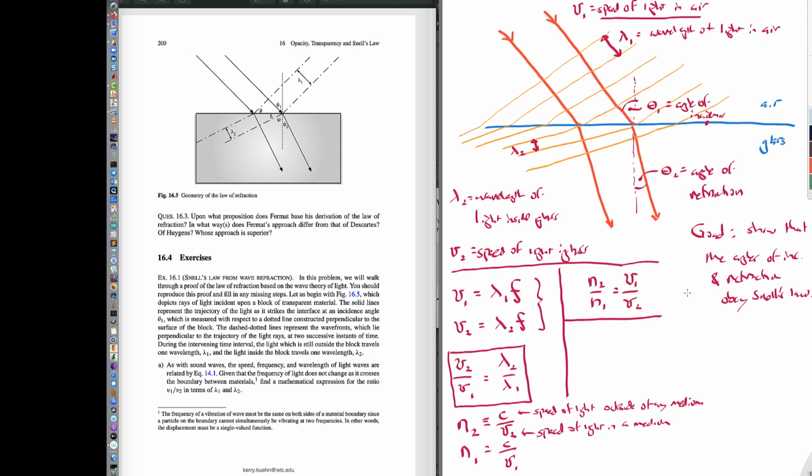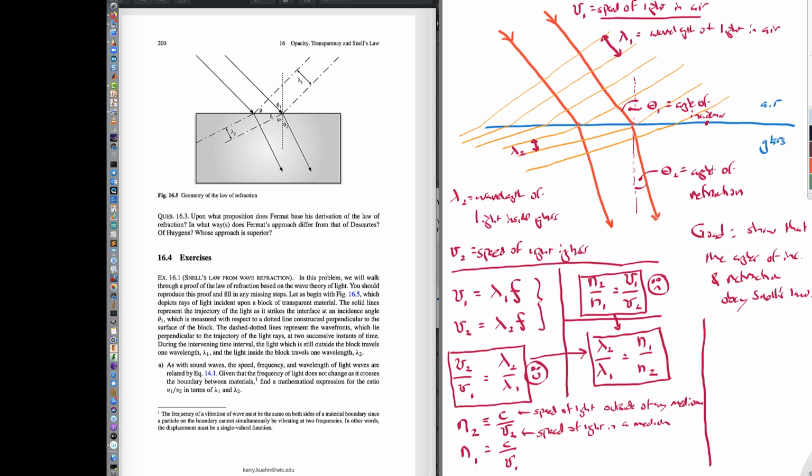All right, and now notice that we can combine this formula. Maybe I'll call this formula right here smiley face, and this formula right here frowning face. And we can combine those two formulas. We can eliminate the velocities to get a relationship: lambda 2 over lambda 1 is v2 over v1, and v2 over v1 is n1 over n2. So basically by combining these two formulas, we get this formula. It's a relationship between the refractive indices and the wavelengths. Okay, so far so good.